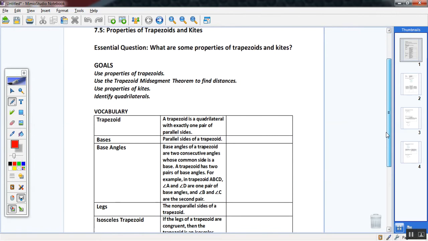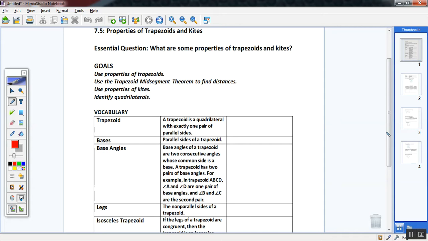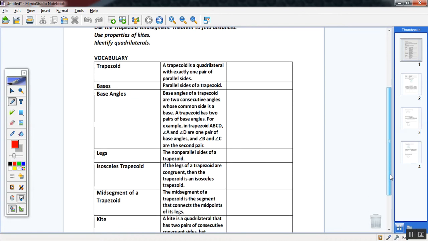So, with 7.5 being titled Properties of Trapezoids and Kites, what question are we trying to answer here? Volunteer to read that for me? What are some properties of trapezoids and kites? Okay, so in order to answer that, we're going to use properties of trapezoids. We're going to use the trapezoid mid-segment theorem to find distances. We're going to look at properties of kites and identify some quadrilaterals. So first things first, kids, we need to know some things.